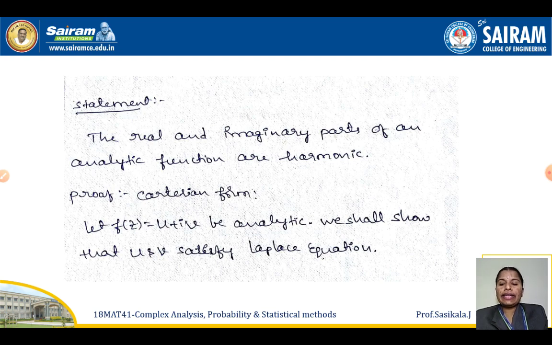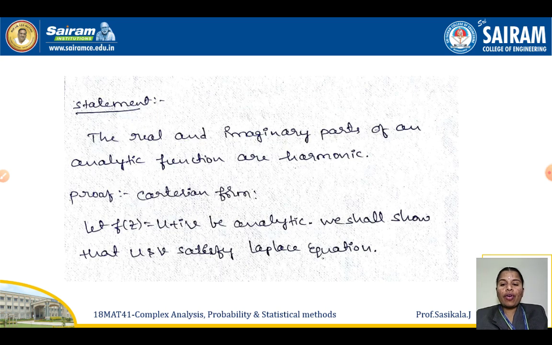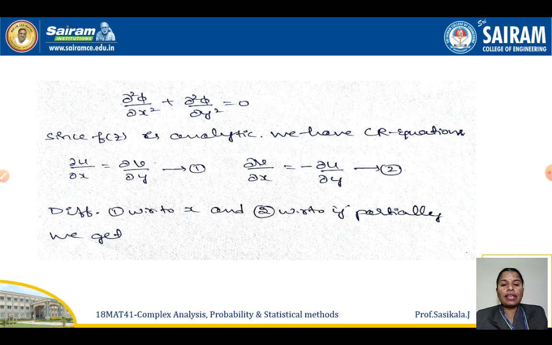Let f of z equal to u plus iv be analytic. We shall show that u and v satisfy the Laplace equation; then only we can tell f of z is harmonic. The Laplace equation is dou squared phi by dou x squared plus dou squared phi by dou y squared equal to 0. Since f of z is analytic, as per the definition, it should satisfy the CR equation.